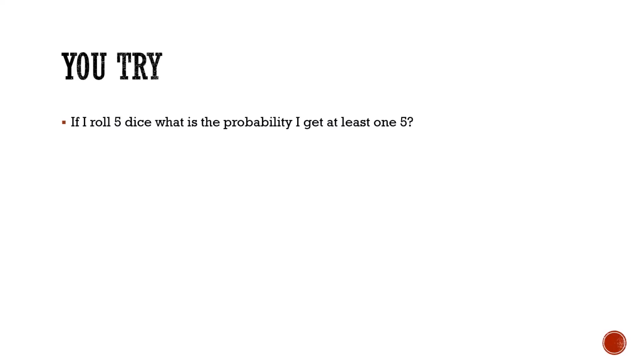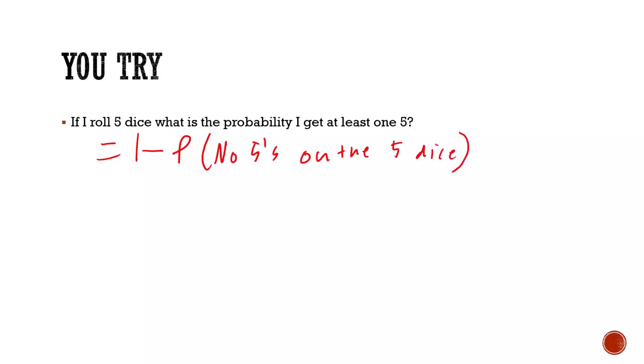But I can much more easily find this by doing 1 minus the probability of what? Of getting no 5s, right? Let's be clear, no fives on the 5 dice, right? I'm rolling 5 dice. I want to know the probability that at least one of them is a 5, right?